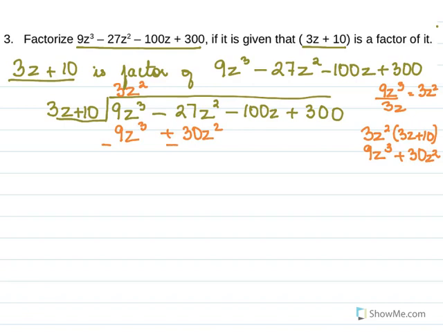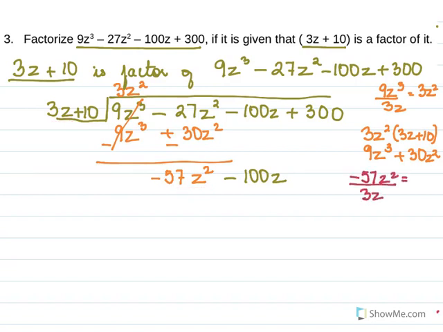So minus minus, this cuts out, so you get here minus 57z square, and we bring down minus 100z. Now we do the same process again. We divide these two, 57z square and 3z, and on dividing you get minus 19z. So you write minus 19z.